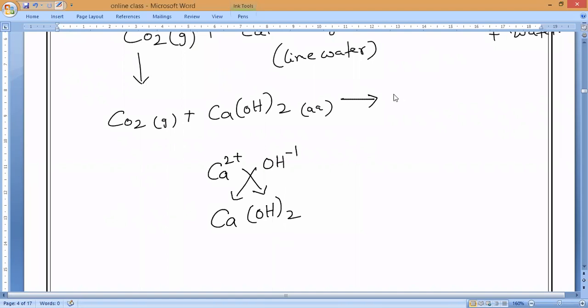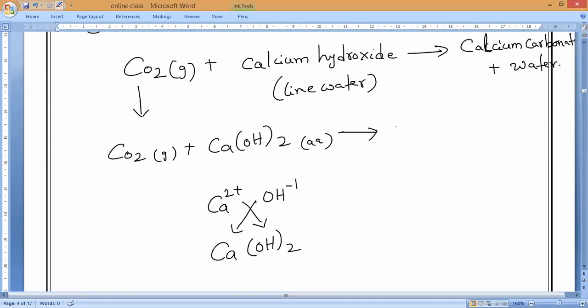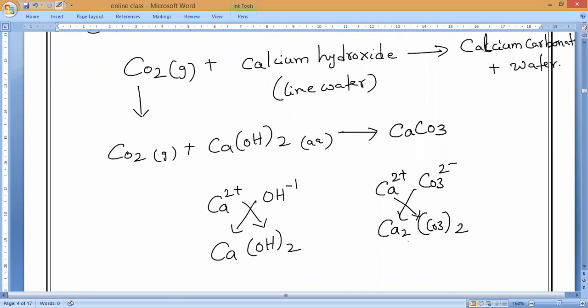As I told you, calcium carbonate. What is the calcium carbonate formula? CaCO3. Girls also respond. Ca is 2 plus, and carbonate is 2 minus. Both are 2, so we get CaCO3, plus water. Water means H2O. Any doubt? Anybody, you can ask. No, sir. Clear, guys?